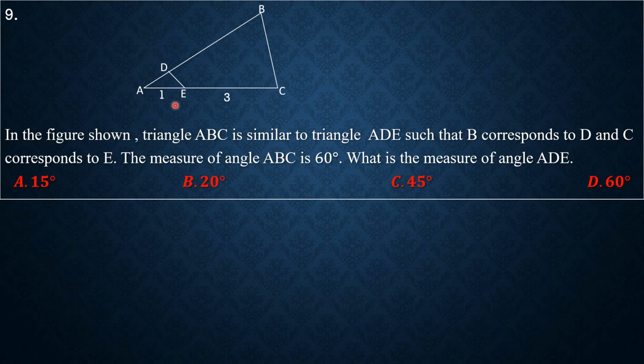In the figure shown, triangle ABC is similar to triangle ADE such that B corresponds to D and C corresponds to E. The measure of angle ABC is 60 degrees. What is the measure of angle ADE? Alright, so very straight to the point, right? So this triangle ABC is similar to the triangle ADE. So they've actually given us the angle B here. The angle B here is 60 degrees. So the angle D over here is also going to be 60 degrees, right? Corresponding angles, similar triangles. Perfect.